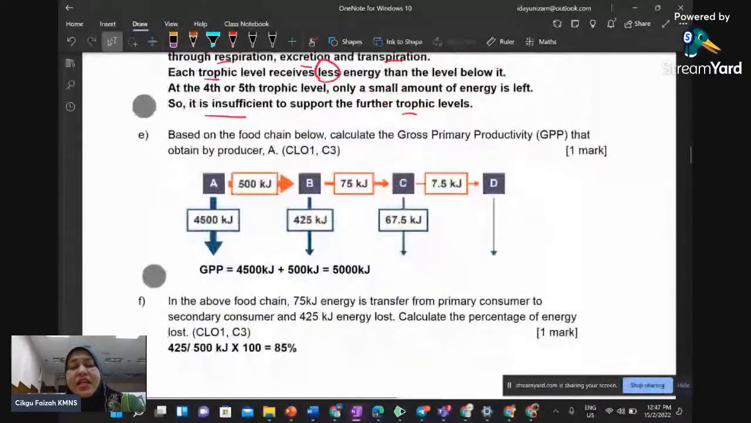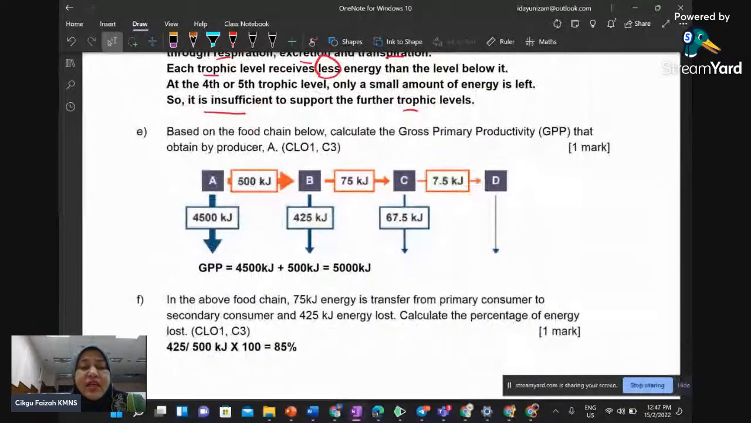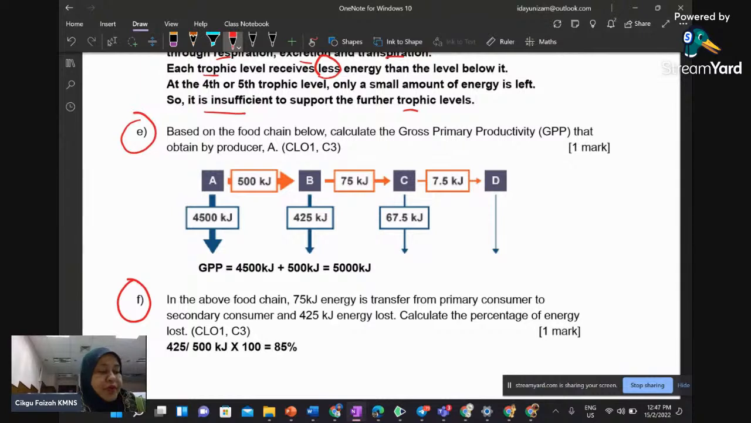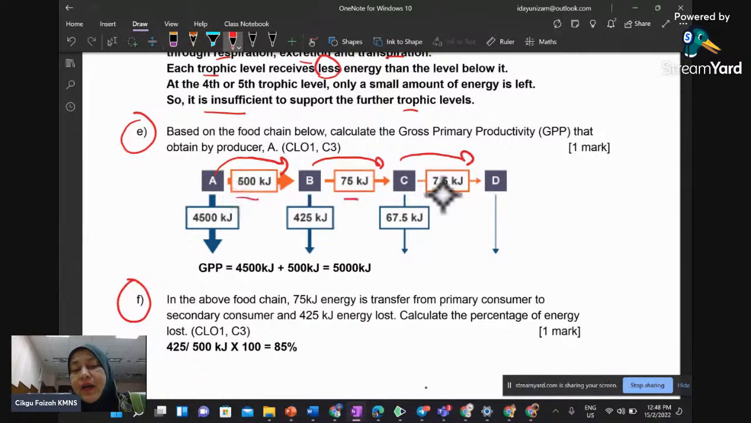Okay, next question E. For this question you must know how to calculate E and F. This one is on page 3. Given in the question, A transfers to B, B transfers to C, C transfers to D, and every trophic level has its own energy transfer.